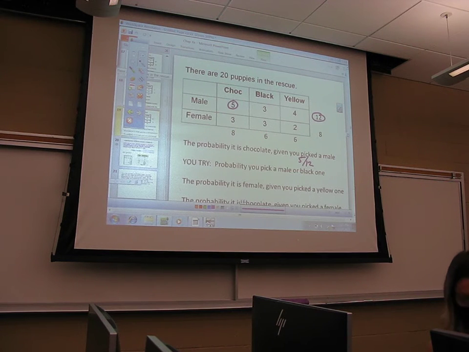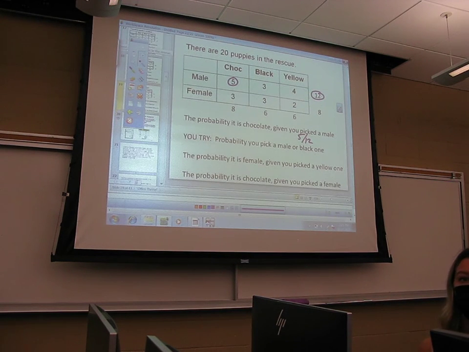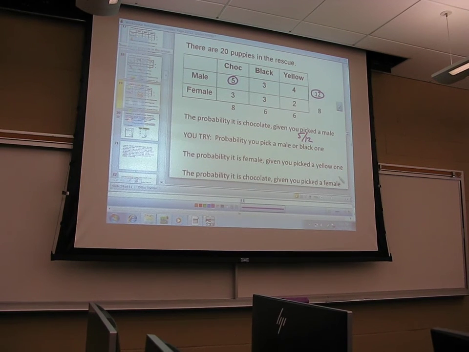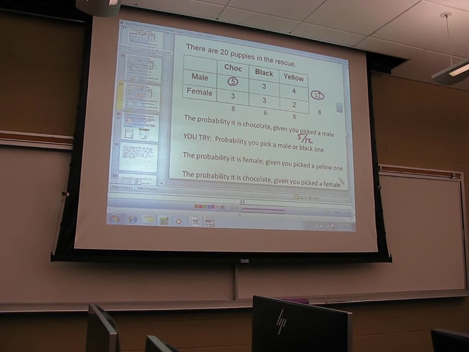Perfect. So now, you guys give these last 2 a try. I'll give you another minute in case you need it, and then we'll go over these. Okay, let's look at these then. The probability it's male or black puppy. Male, there's 12, black there's 6, and 3 of them are being double counted. So it's going to be 6 plus 12 minus 3 out of 20. 15 out of 20.